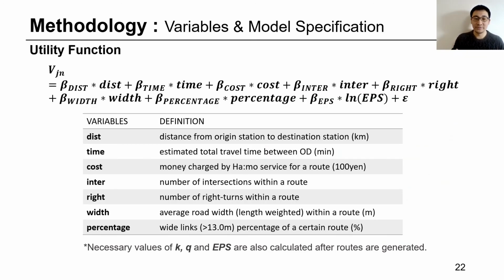I considered using 7 variables for the original utility function: distance, time, money cost, intersection number, right turn numbers, road width, and white link percentage. But to actually include how many of these variables, or what kind of combinations of these variables to form the final utility function, remains a problem for the model specification part.